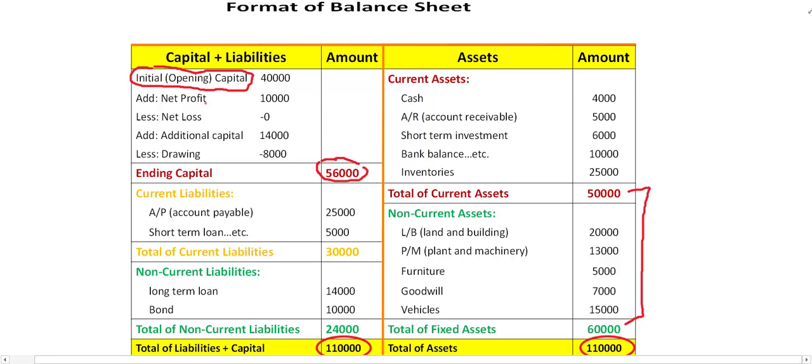Initial capital was 40. We made profit during the year, and the owner introduced additional capital. The owner also made some drawing. Finally, the ending capital is equal to how much?